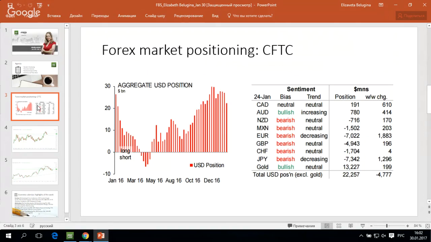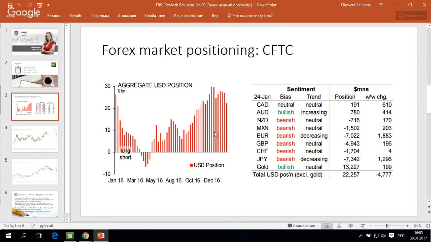And here you can see on the left, there is a histogram of the aggregate US dollar position of the large speculators. Looking at this histogram, we can see that there was a rather big decline in the overall bullish US dollar position. The decline is really impressive. It was a decline of $4.8 billion. And this is actually the lowest level of the US dollar net long position since the US presidential election, which took place on November 8th.